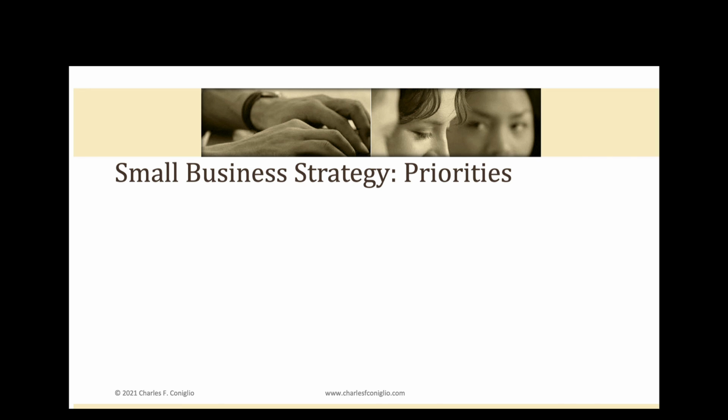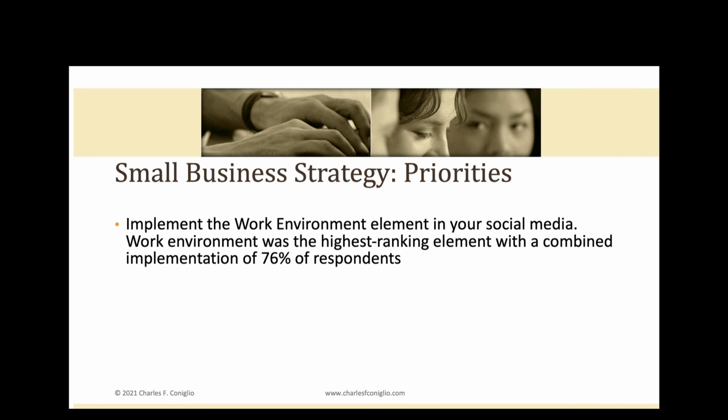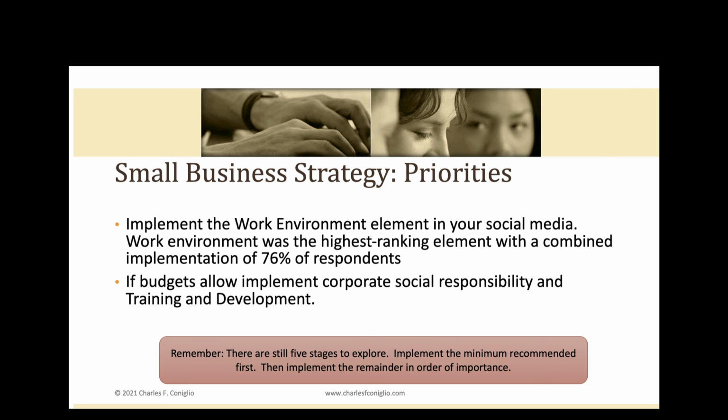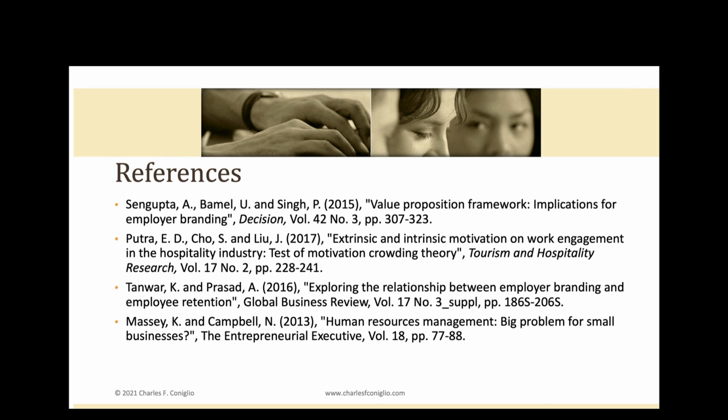So what are the priorities for small businesses? Implement the work environment element in your social media. The work environment was the highest ranking element with a combined implementation of 76% of the respondents. And if budgets allow, implement corporate social responsibility and training and development. If you're a large company and you have the budgets, you should be including all 4.